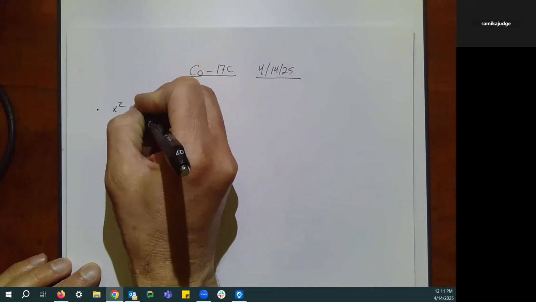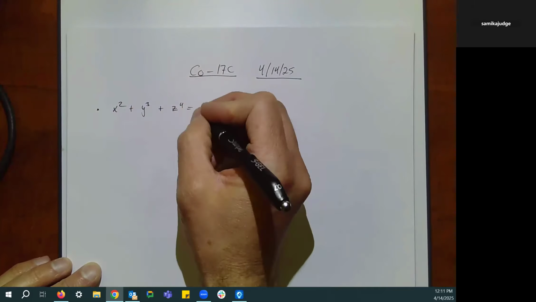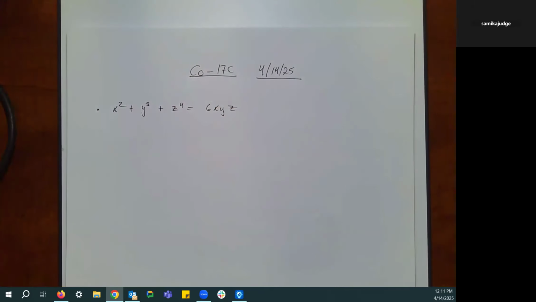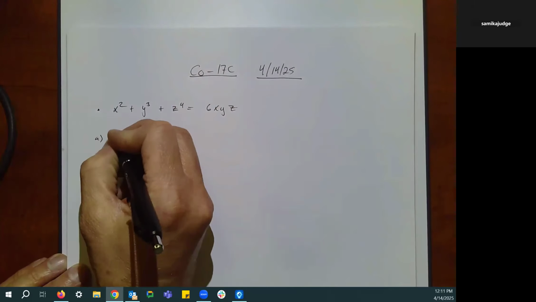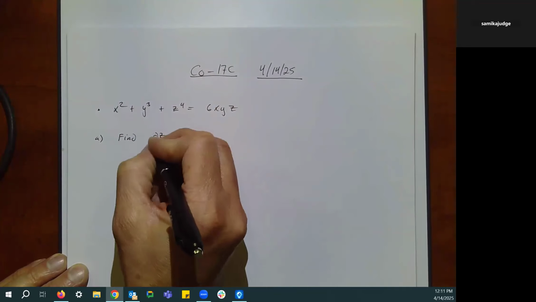Let's start with one example, still talking about the material we were talking about last time before we move on. So let's say we had the following equation: x squared plus y cubed plus z to the fourth equals 6xyz. And the first question asks us to find del z del x.